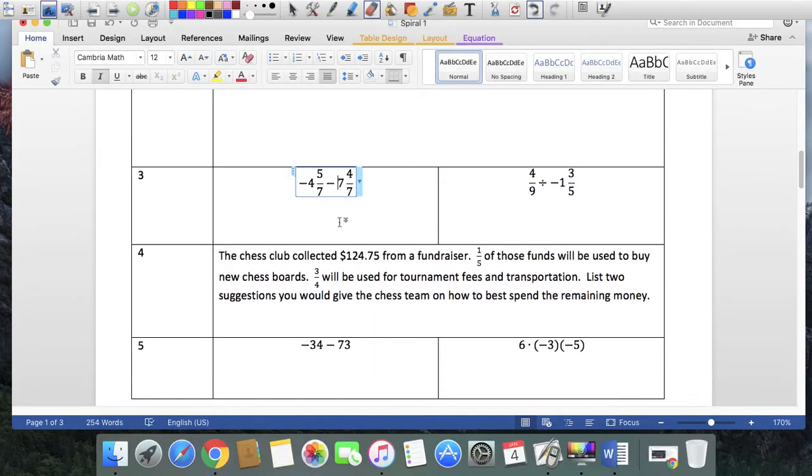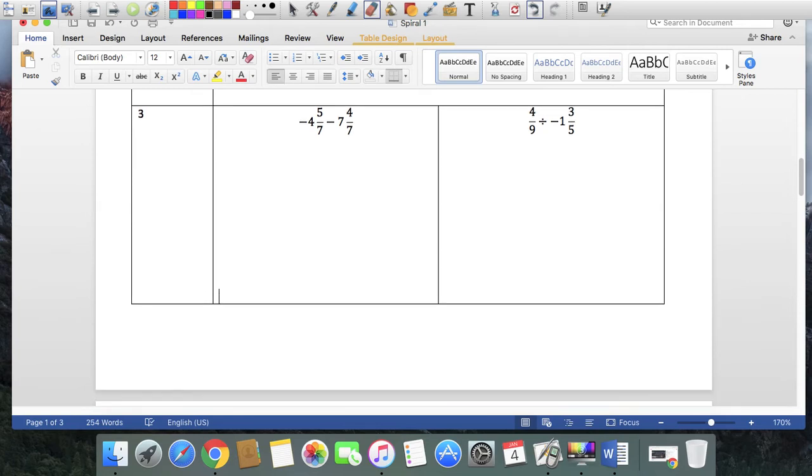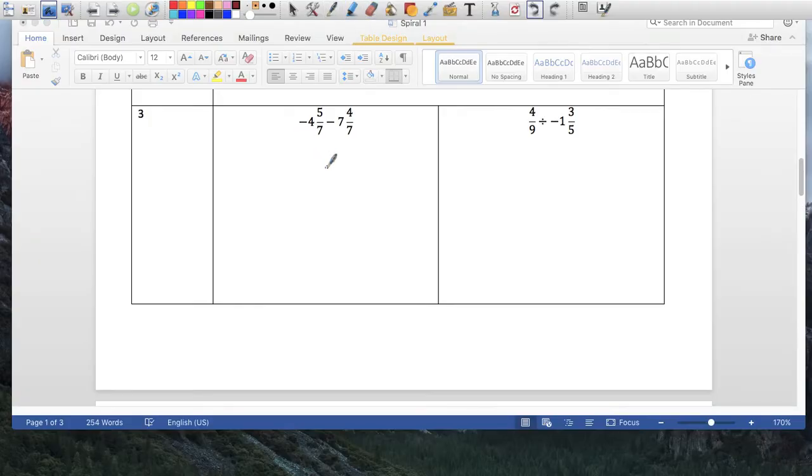So again, this is your pre-calculator days when, in unit 1, you have to do these calculations by hand. If you want to write it like this, you can change that to this, plus negative 7 4/7. I don't know why I made this so easy, but nevertheless, it doesn't matter.